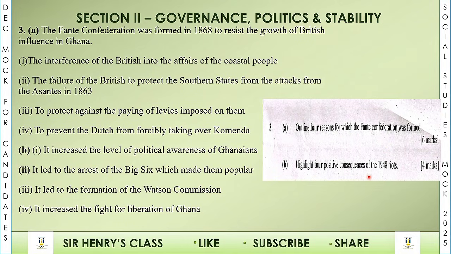So 3B says highlight 4 positive consequences of the 1948 riot. 1, it increased the level of political awareness of Ghanaians. It led to the arrest of the Big Six. It brought about the formation of the Watson Commission. It also increased the fight for liberation of Ghanaians.